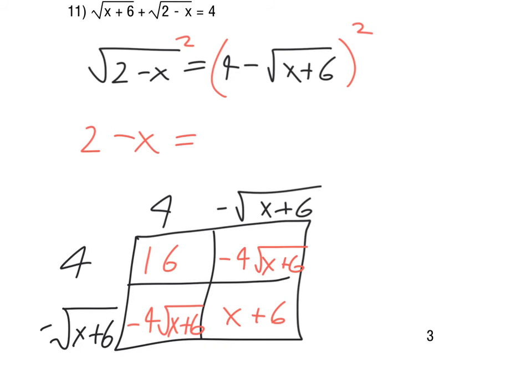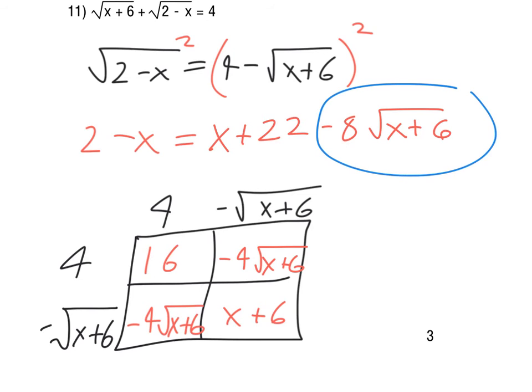And I just went ahead and filled in that product table, so we get our 16 and our x plus 6. So those can be combined, and they give us x plus 22. And then we get our negative 4 square roots of x plus 6, so 2 of those would make it minus 8 square roots of x plus 6. Now believe me, this problem does get to be a little bit messy. We want to then try to isolate this as much as possible, so we subtract the x and subtract the 22.